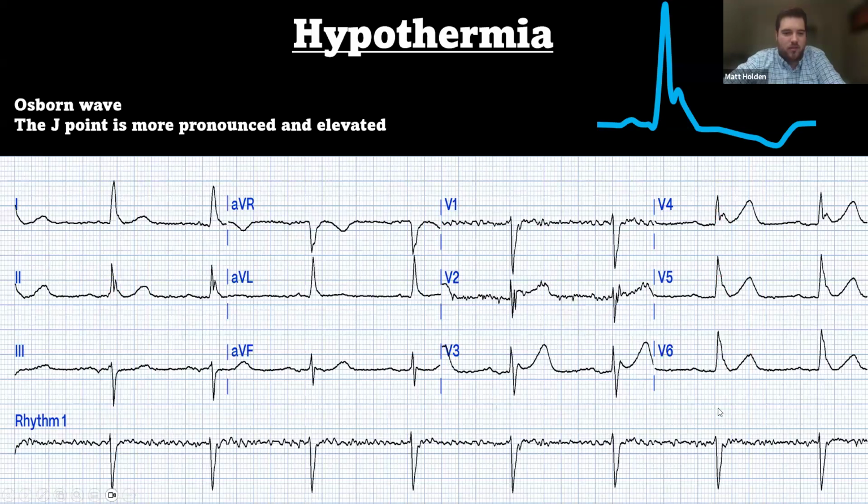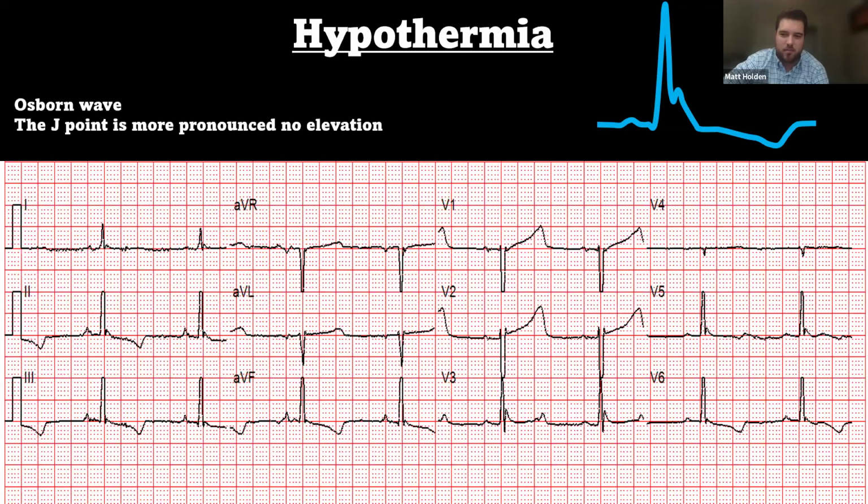And then I have a question for everyone. What's all this on the very bottom strip? All right, everyone's seeing it. What's all that squiggling down here? Yep, shivering, exactly. So these patients are usually at first going to be shivering. If they're no longer shivering, that means they're really, really, really cold. But yes, this is a hypothermia patient. It's quote unquote mimicking a STEMI. You guys nailed it.